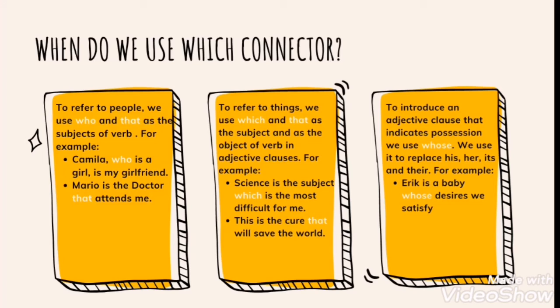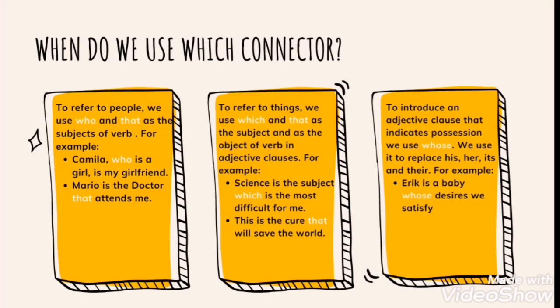On the right side we have the connector whose, and we use it when we are talking about possession, when something or someone belongs to somebody. With the use of whose, we replace the possessive words such as his, her, its, etc. For example, Eric is a baby whose desires we satisfy.